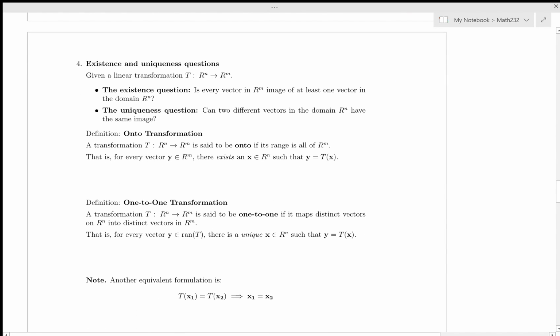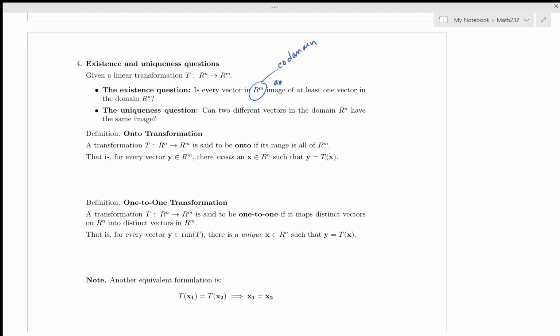Okay, next thing. If we've got a linear transformation, we can ask the usual two questions we often ask, the existence and the uniqueness question. Is every vector in Rm an image of at least one vector in the domain? Recall that Rm is the codomain. That's the existence question.